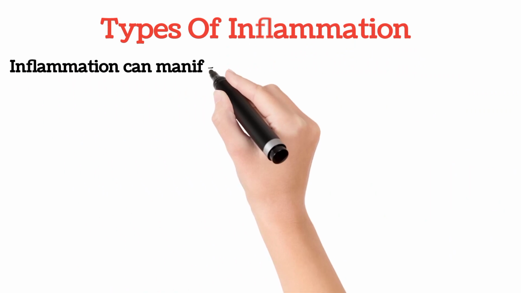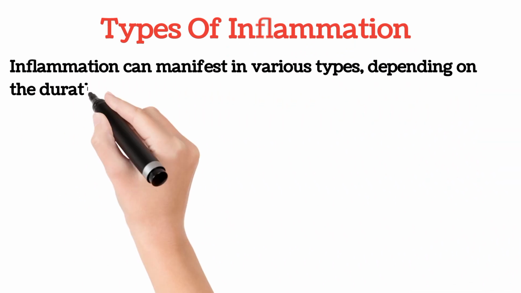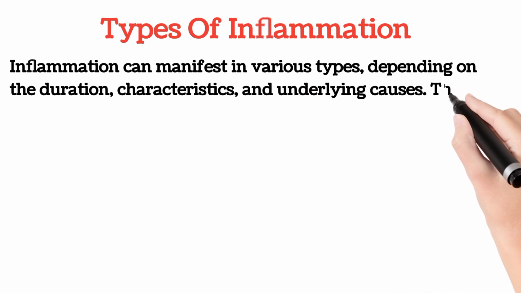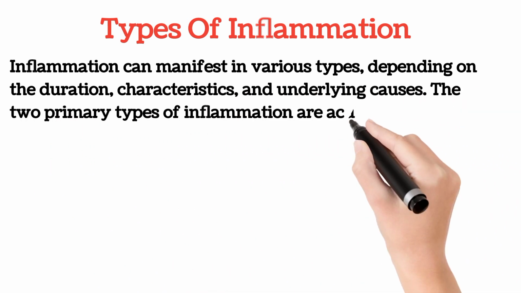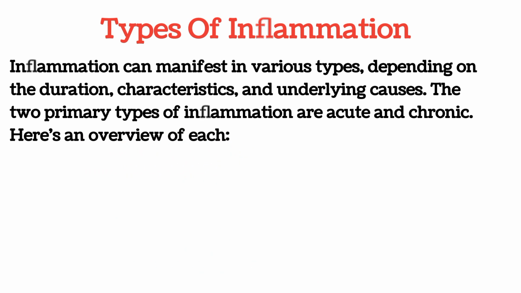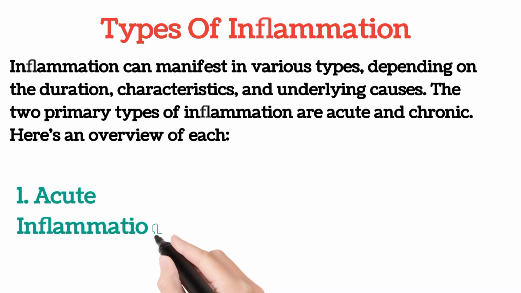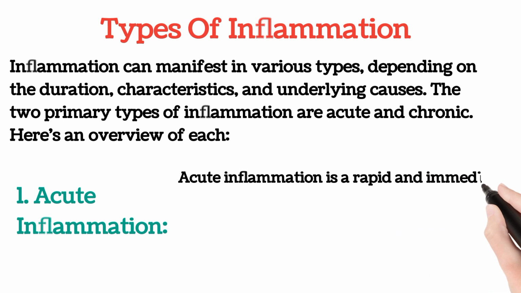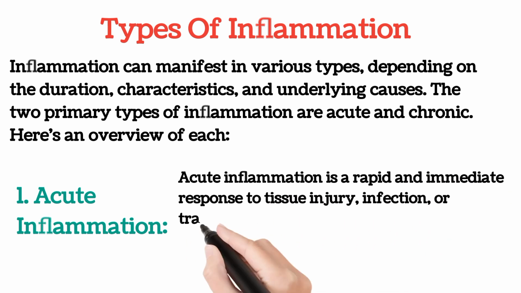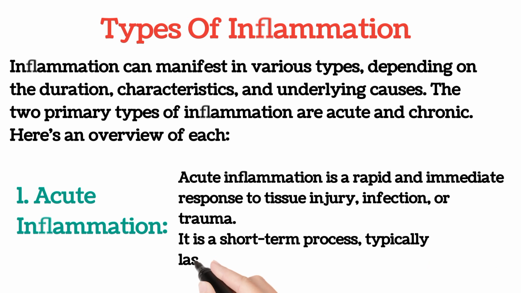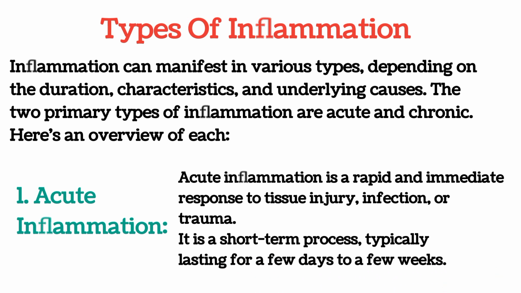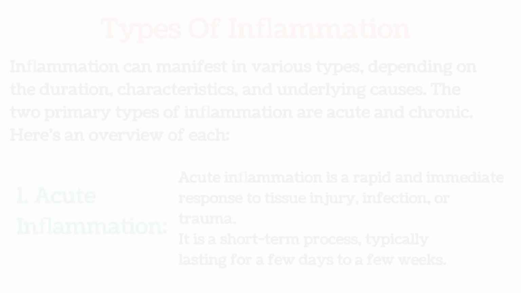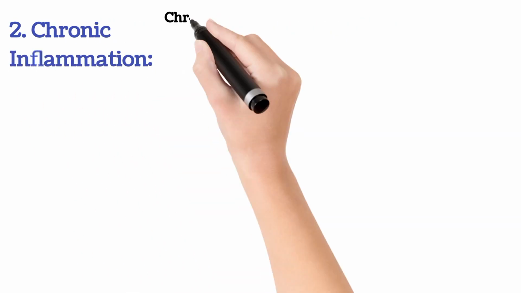Types of inflammation. Inflammation can manifest in various types, depending on the duration, characteristics, and underlying causes. The two primary types of inflammation are acute and chronic. Here's an overview of each. 1. Acute inflammation. Acute inflammation is a rapid and immediate response to tissue injury, infection, or trauma. It is a short-term process, typically lasting for a few days to a few weeks. Acute inflammation is a protective and localized response aimed at eliminating the cause of cell injury, clearing damaged cells, and initiating tissue repair.